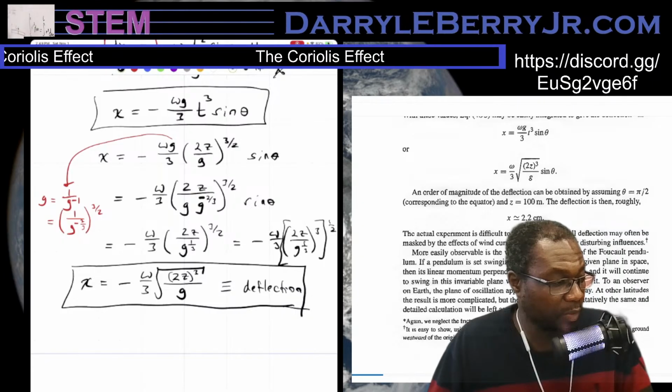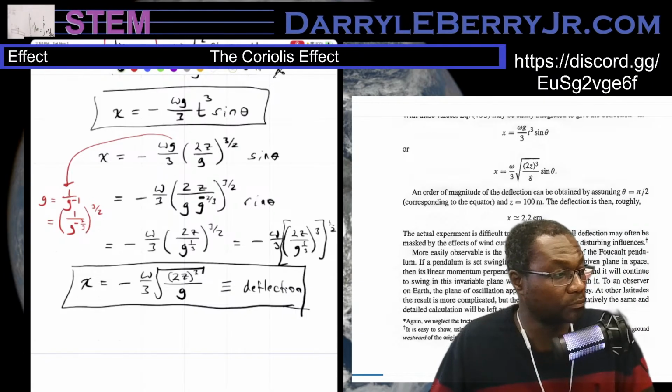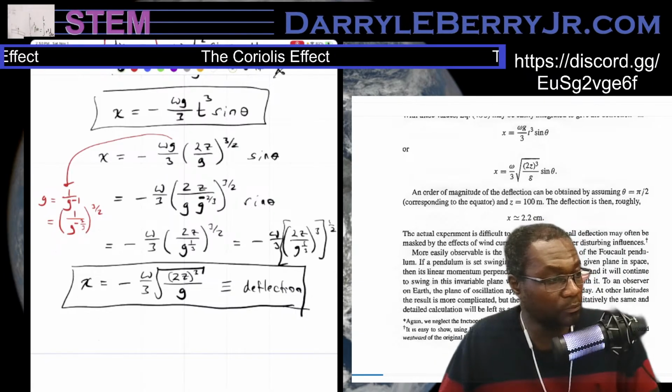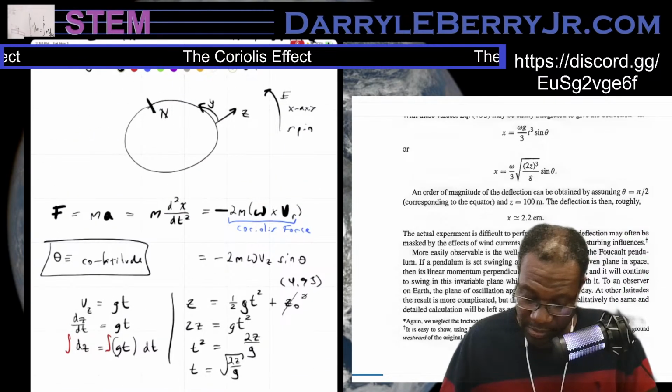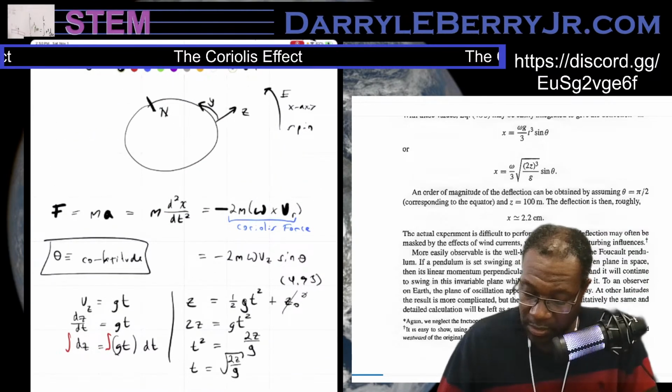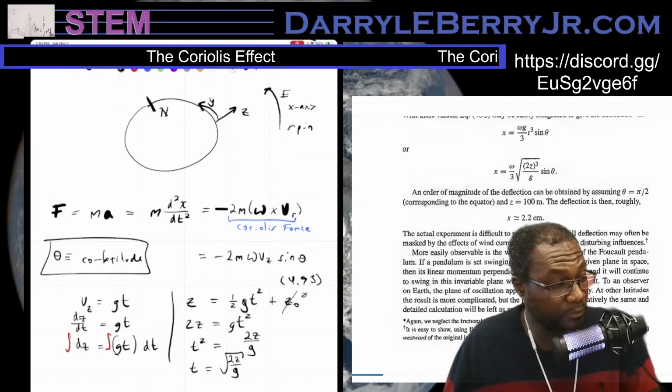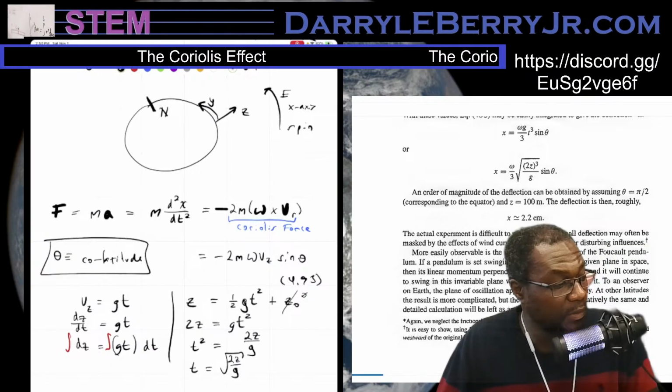It is easy to show, using the earlier problem, that a particle projected upwards will fall back to the ground westward of its original launch spot. This can show that a particle will fall westward if it's shot straight up. Coriolis. I was looking at the asterisk that time, by the way.